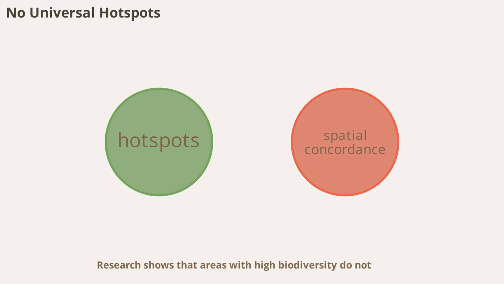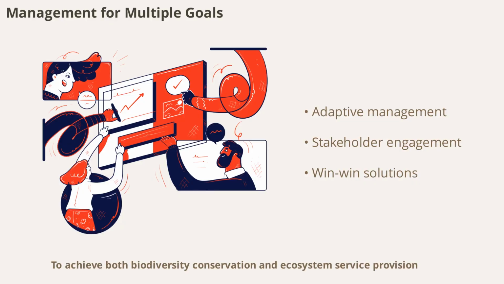Research shows that areas with high biodiversity do not always coincide with areas that provide the most ecosystem services. This lack of spatial concordance means that conservation planning must consider both biodiversity and service provision to maximize benefits for nature and people. To achieve both biodiversity conservation and ecosystem service provision, management strategies must be flexible and adaptive.